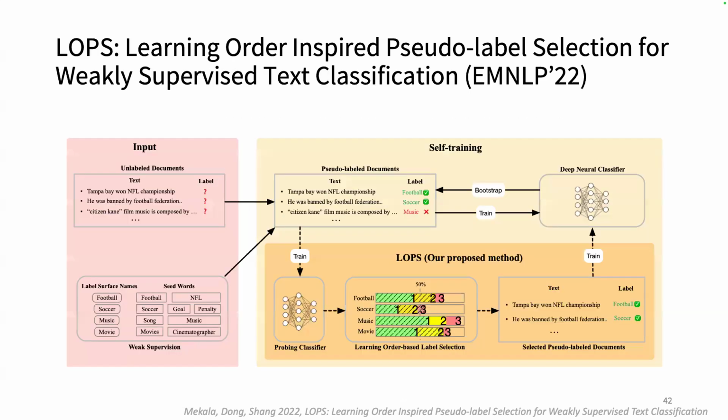So we do learning order based selection. This is the pipeline. We consider seed words and label names based supervision. Once we get the pseudo-labeled data, we train a probing classifier. The whole point of this probing classifier is that we use its training dynamics to compute the learning order scores. Based on those scores, we filter the data, and we do the final classifier training using only that selected data.